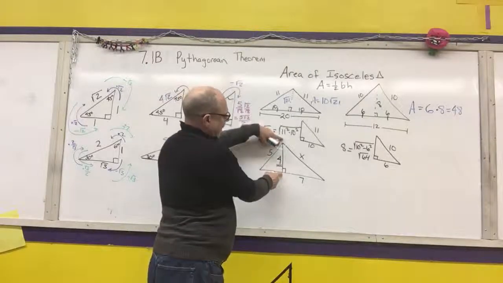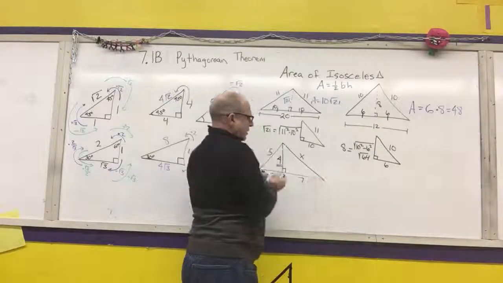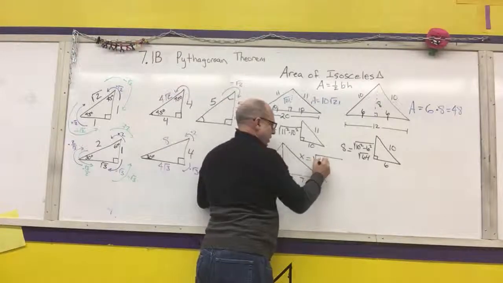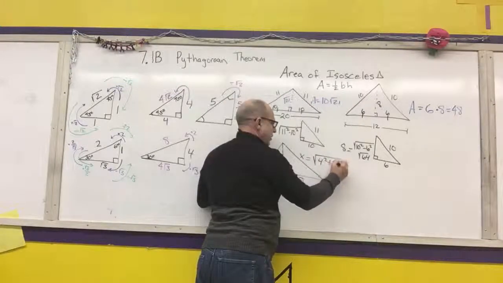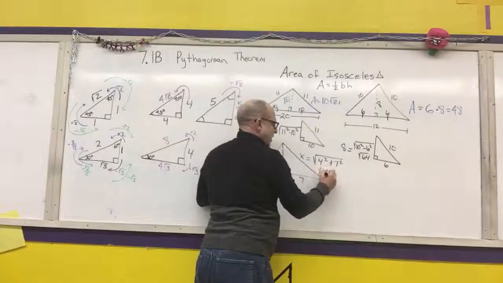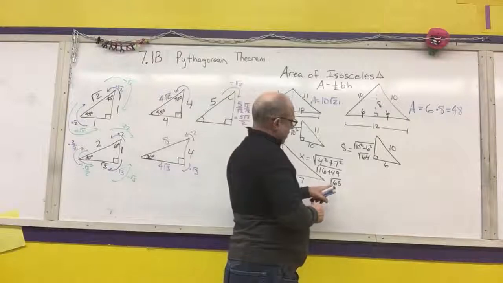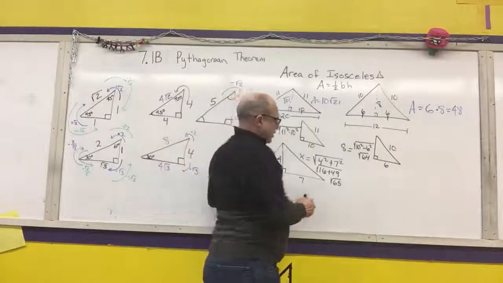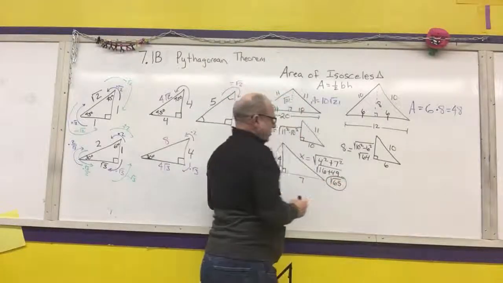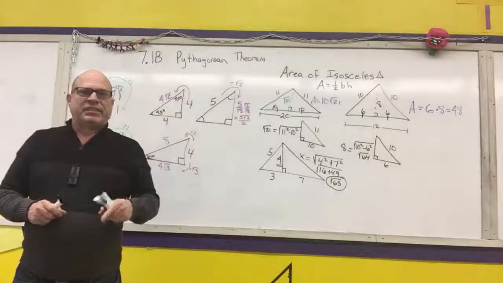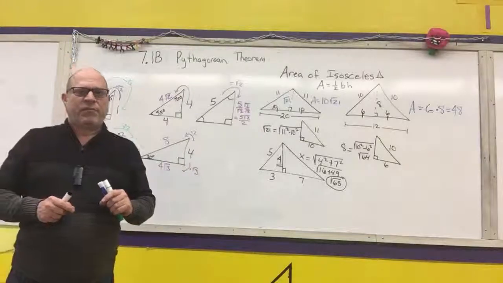And once I know this height, I can then use the Pythagorean theorem on this side and know that that is equal to the square root of 4 squared plus 7 squared, which is 16 plus 49, which is the square root of 65. And that's 5 times 13, so that would be an exact answer right here, since 5 and 13 are both prime. So those are the examples for the second day's homework on section 7.1.